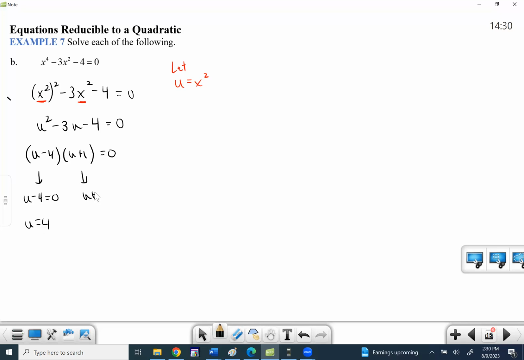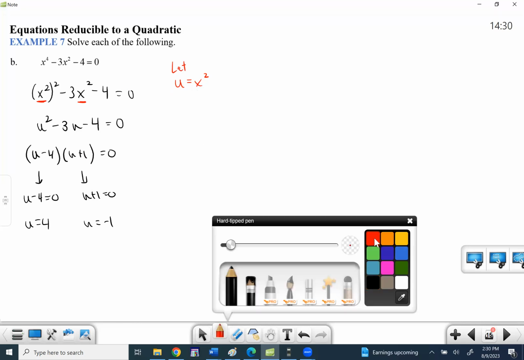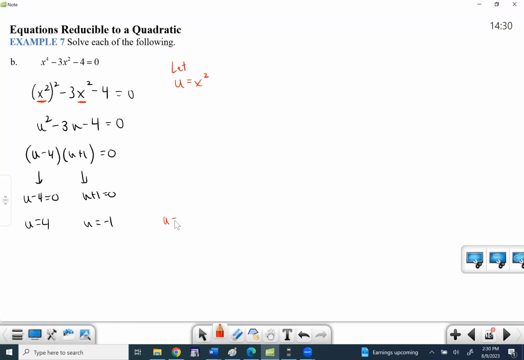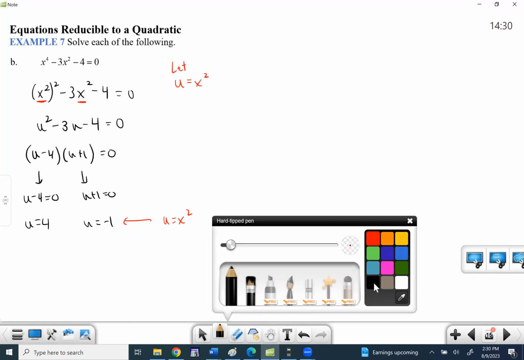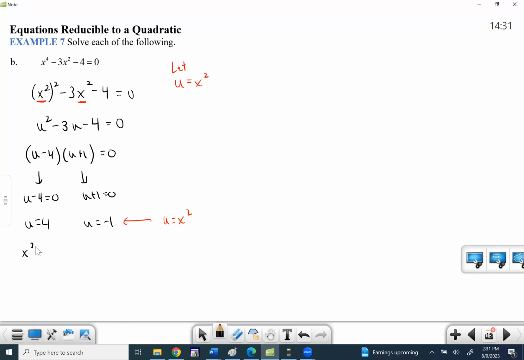And then we set u plus 1 equal to 0. We got -1. Now, the only difference is we're not done here. If the equation starts in x's, it needs to end in x's. So you need to put your x's back. At this point, we need to remember that u is really x squared, right? So that means that we're going to write this as x squared equals 4.